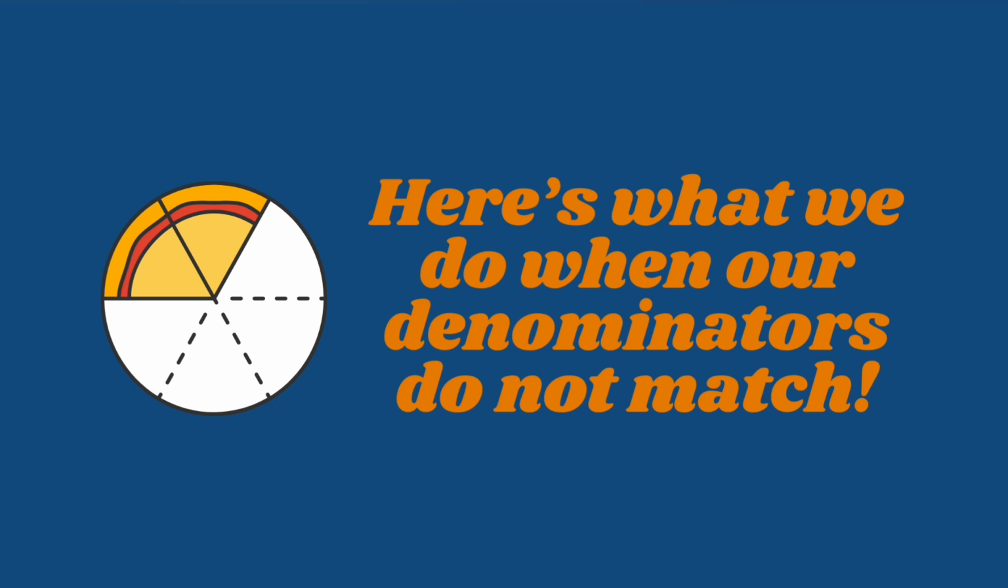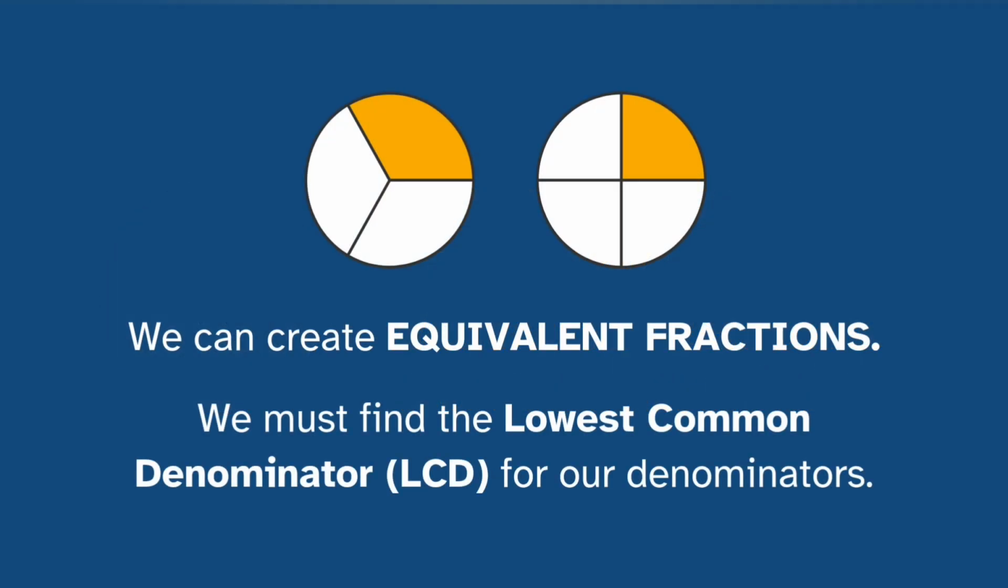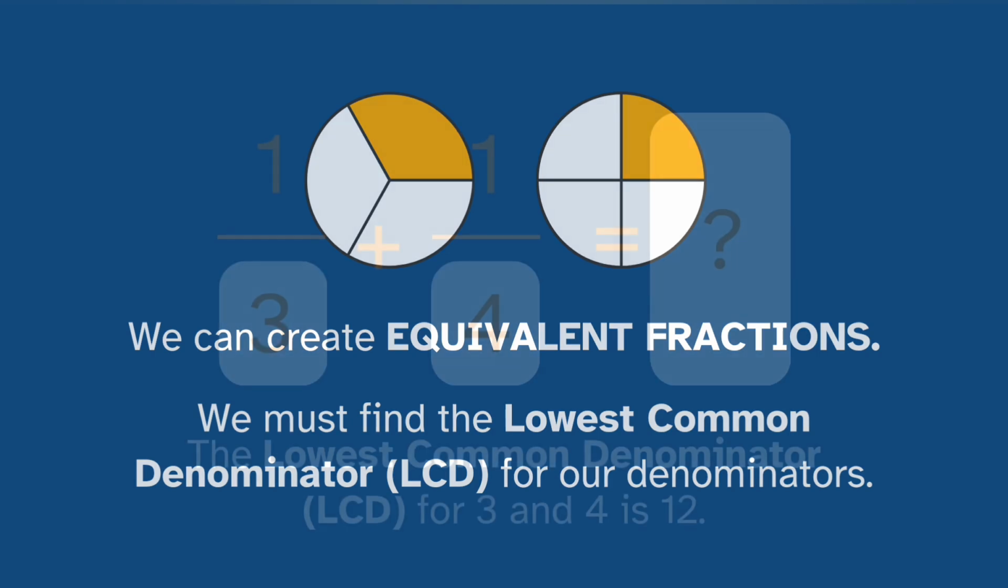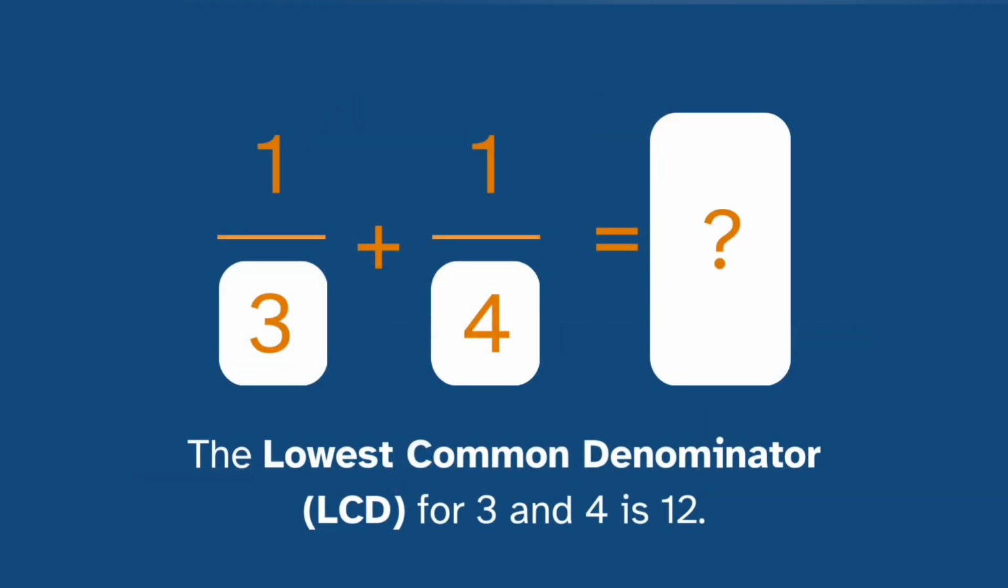If the fractions are not like, that is, if the fractions are unlike, then first we have to create equivalent fractions. We can create equivalent fractions by finding the lowest common denominator, LCD, of our denominators. Then we can do the addition, as you can see further. In this example, 1 by 3 and 1 by 4, the denominators are unlike, right? These are unlike fractions. So we have to get the lowest common denominator, LCD, for 3 and 4, which is 12.